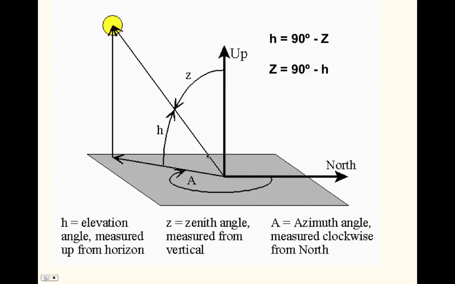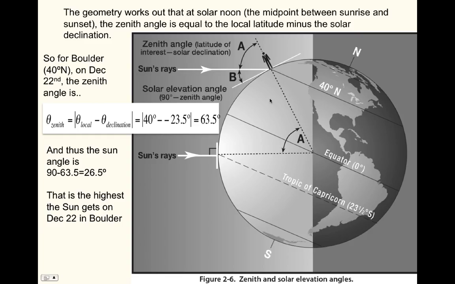If one needs to find the solar elevation angle and they're given the zenith angle, it's just 90 degrees minus the zenith angle, and vice versa, 90 minus the solar elevation angle will give you the zenith angle. This graph is showing that the geometry works out that at solar noon, the midpoint between sunrise and sunset, the zenith angle is equal to the local latitude minus the solar declination.